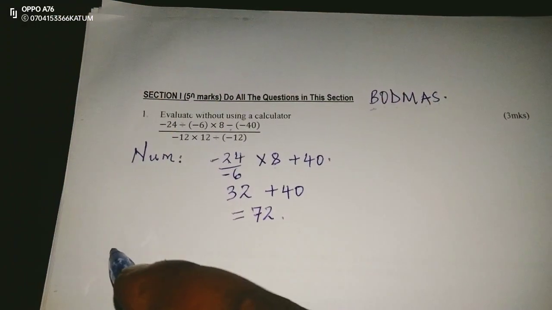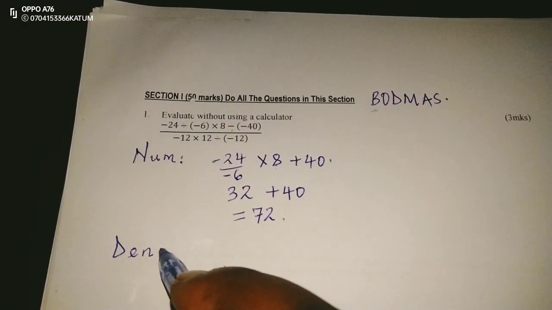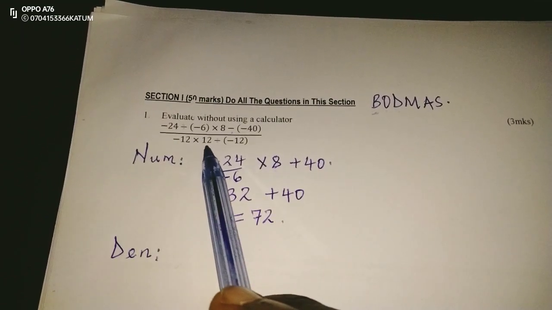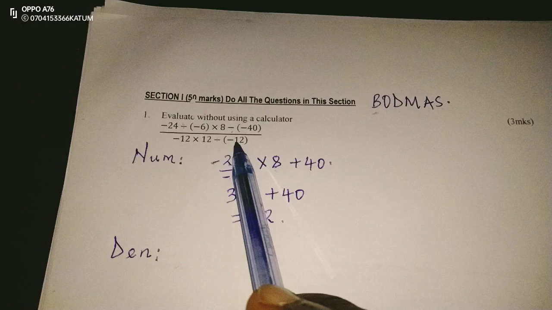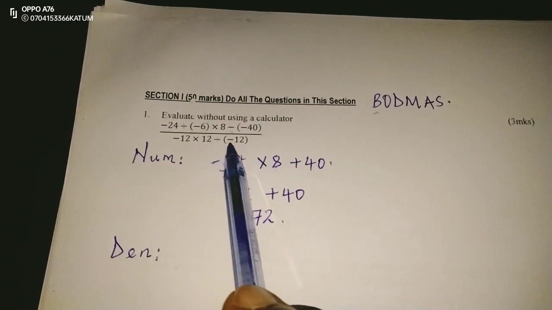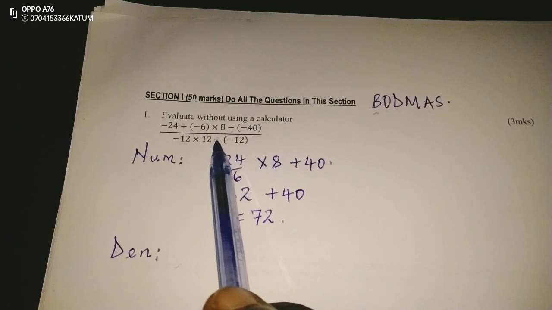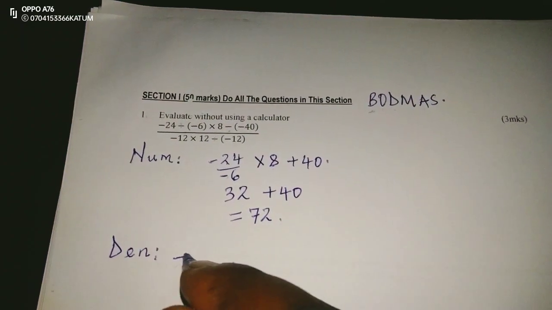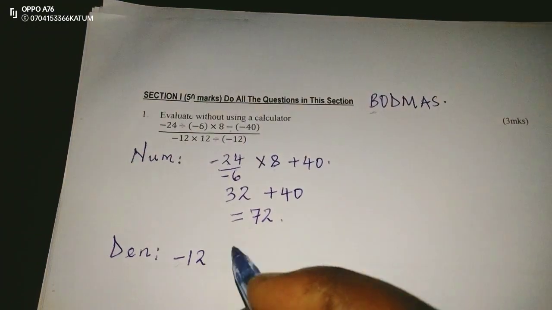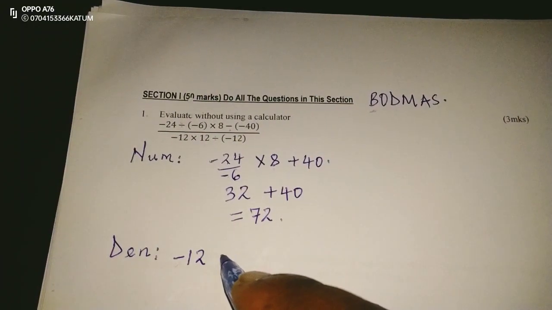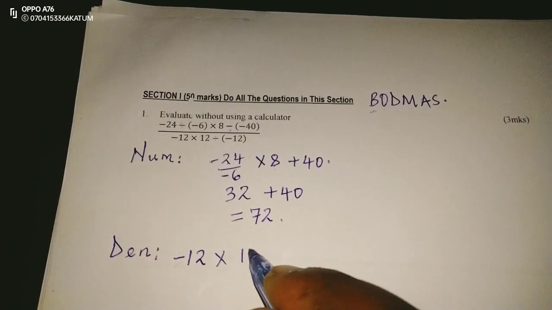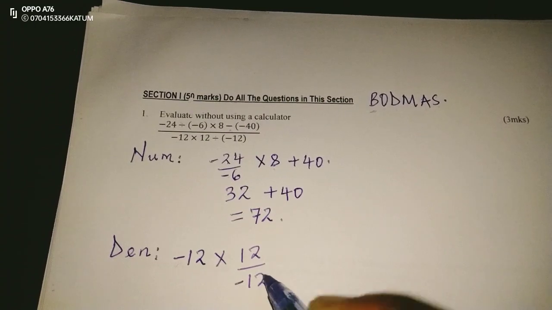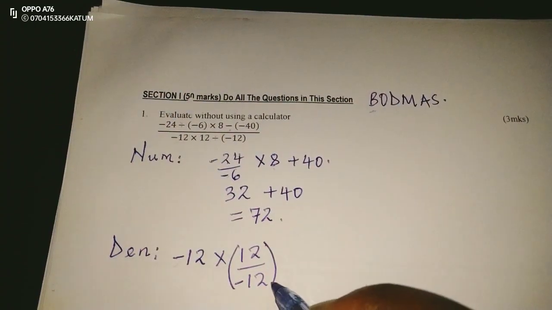When I go to the denominator, I'm having negative 12 multiplied by 12, then divided by negative 12. So I'll begin with this division first, because it opens a bracket. Therefore, negative 12 should remain here, as I first of all have this 12 divided by negative 12. So this one should be handled first.